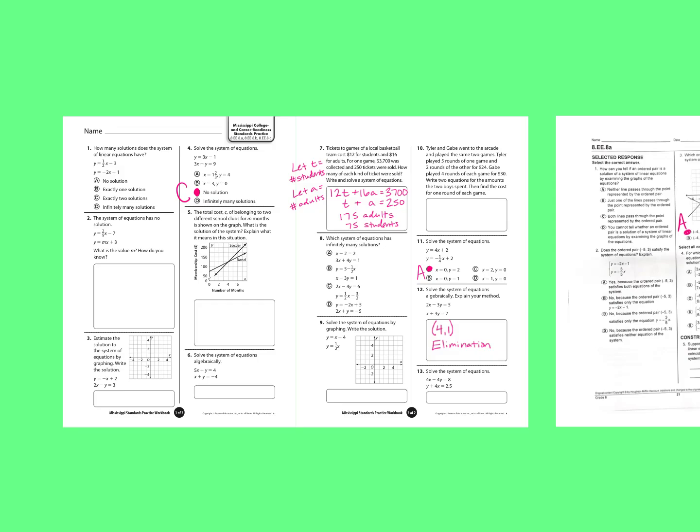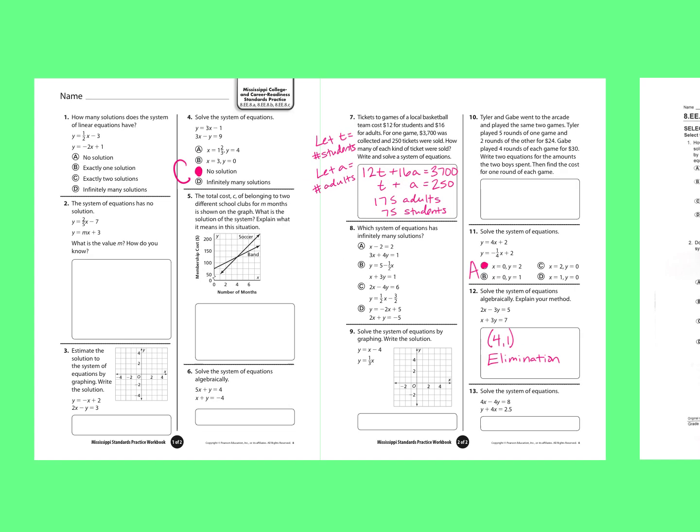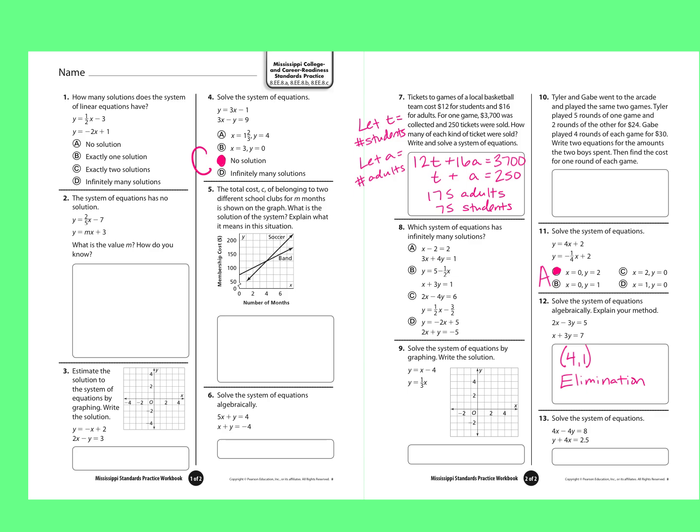Okay, this is standard EE8. Starting with the first page front and back, number 4 is C. Number 7, we get 12T plus 16A equals 3,700, and T plus A equals 250. T is the number of students, and A is the number of adults, so we get 175 adults and 75 students. 11 is A. 12 is the ordered pair for 1, and we used elimination there.